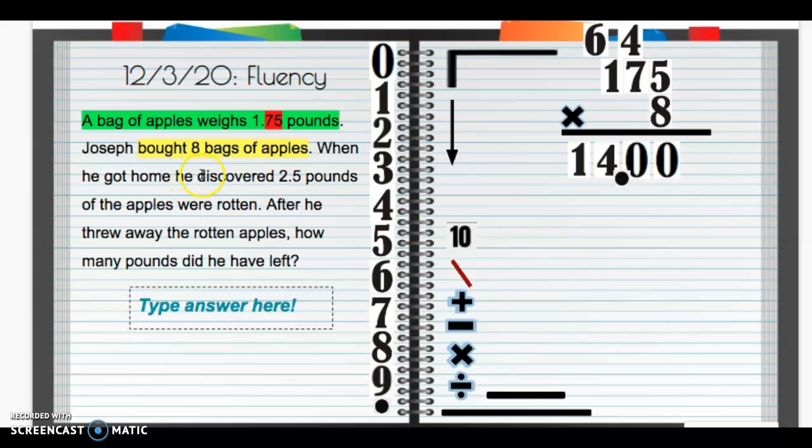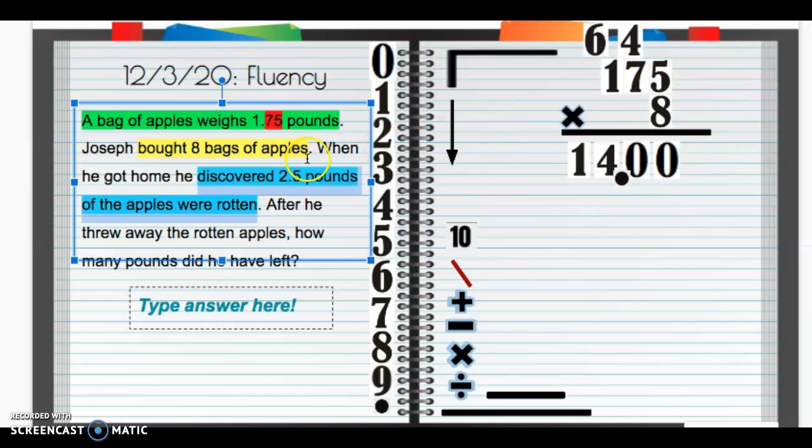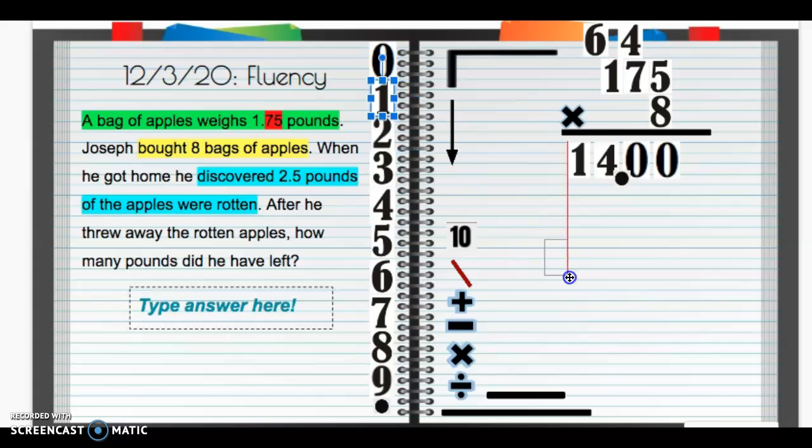When he got home, though, he discovered that 2.5 of the pounds of the apples were rotten. Well, if they're rotten, you're not going to keep them. Joseph did not keep them. He threw them away. So he took them out of that 14 pounds that he had. So you have to subtract now 14 pounds, or you have to take away 2.5 of those pounds.